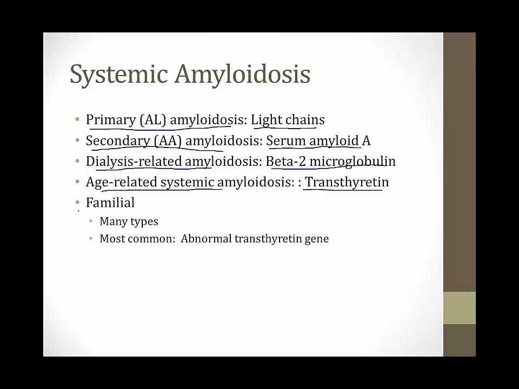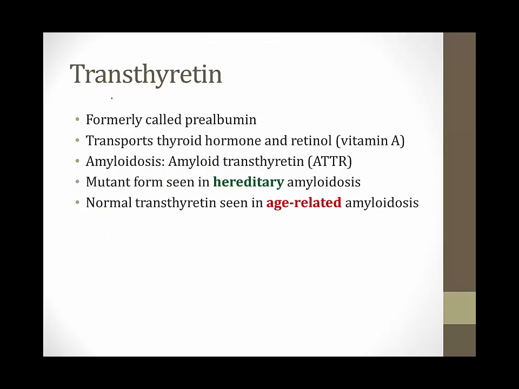And then finally, there are a number of different familial forms of hereditary amyloidosis. They're all very rare. There are many types. One of the most common types is an abnormal transthyretin gene, which leads to accumulation of transthyretin similar to the transthyretin accumulations that occur in age-related amyloidosis. So let's pause here and talk about transthyretin because this molecule comes up a lot when discussing amyloidosis.